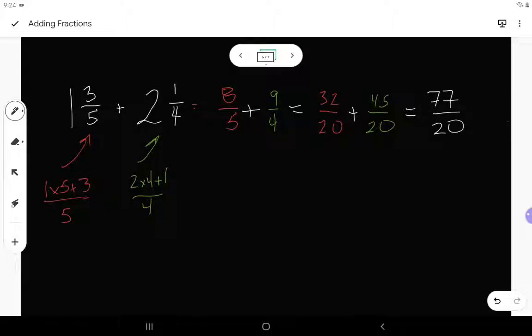I know 20 can go into 77 3 full times, because 3 times 20 is 60. And then I would be 17 short of getting to my next whole number. So I have 3 and 17 over 20. Now that's how you're doing it if you're going to convert your mixed to improper.